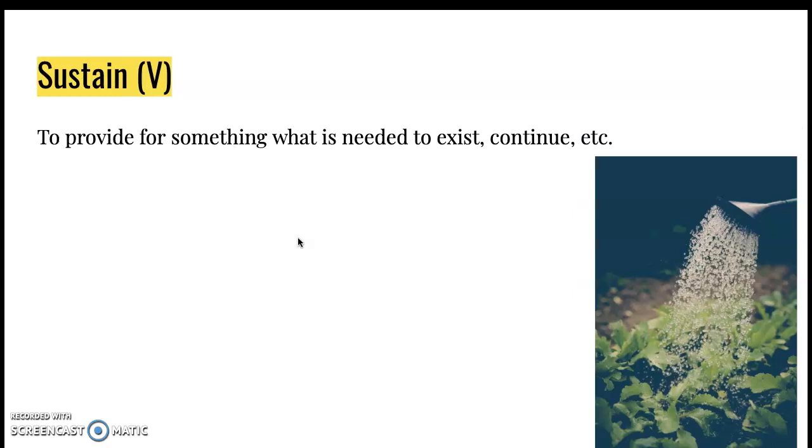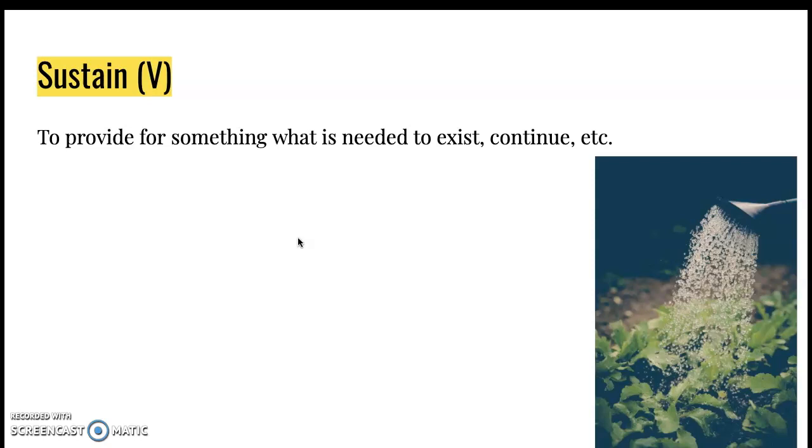So sustain is a verb, and this word means to provide for something what is needed to exist, continue, etc. Any of those things. So what I think of when I think of sustain is trying to sustain a plant. If you're like me, I don't have a green thumb, and so I've tried to keep up with the garden. I have some hydrangeas, and to be honest, I did not take very good care of them this summer, and so I did not sustain them.